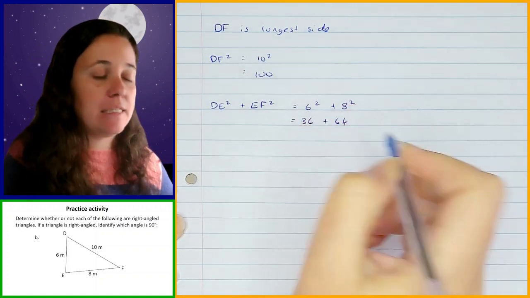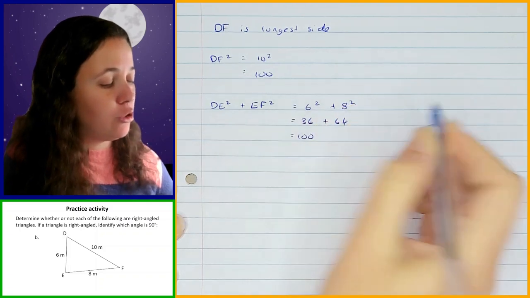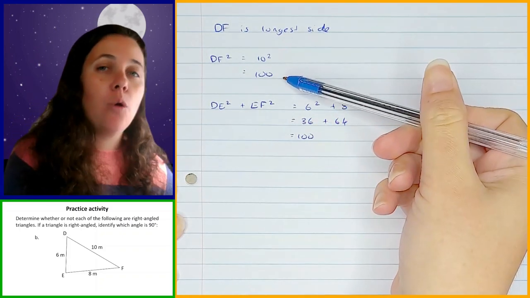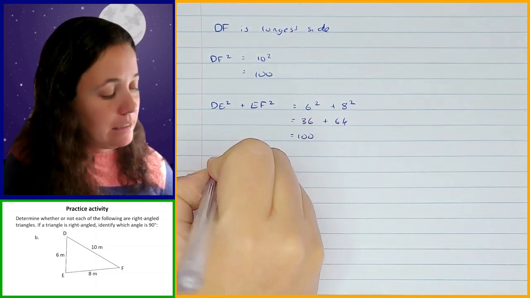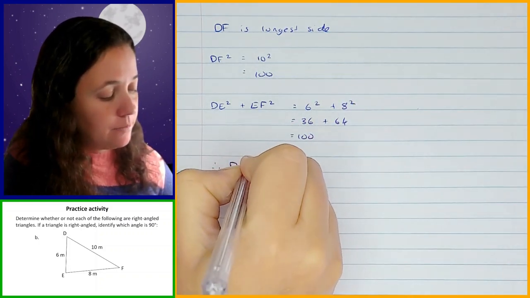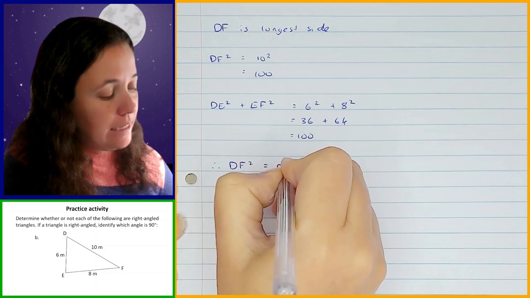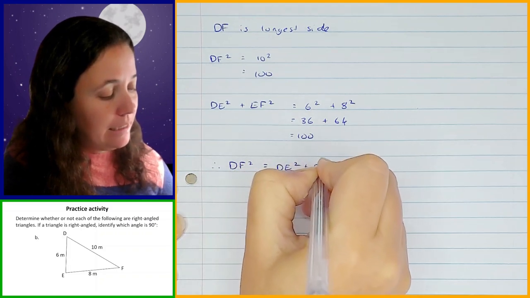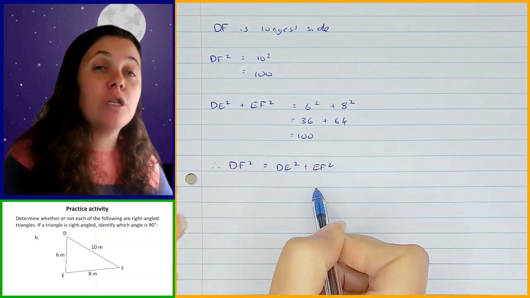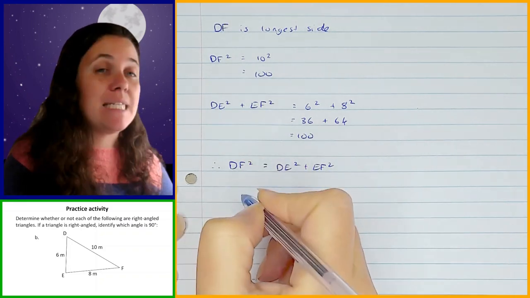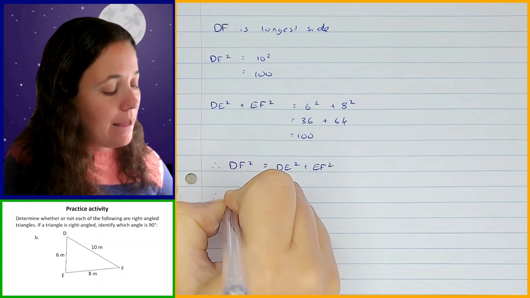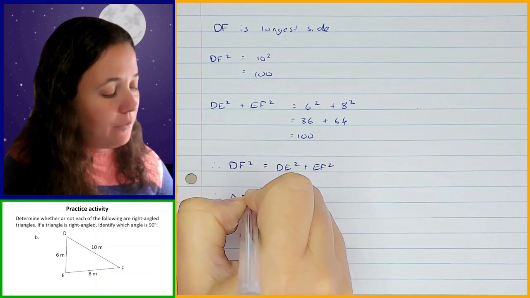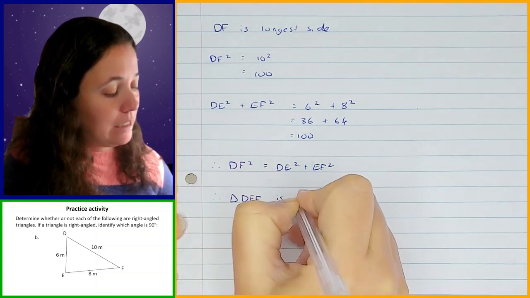Now if you add 36 and 64, that gives you 100, which is the same as what we got when we squared the longest side. That means that I can say that DF squared is equal to DE squared plus EF squared. Now, because those are equal to each other, I can say, therefore, Pythagoras' theorem is working for this triangle, which means that triangle DEF is a right angle triangle.